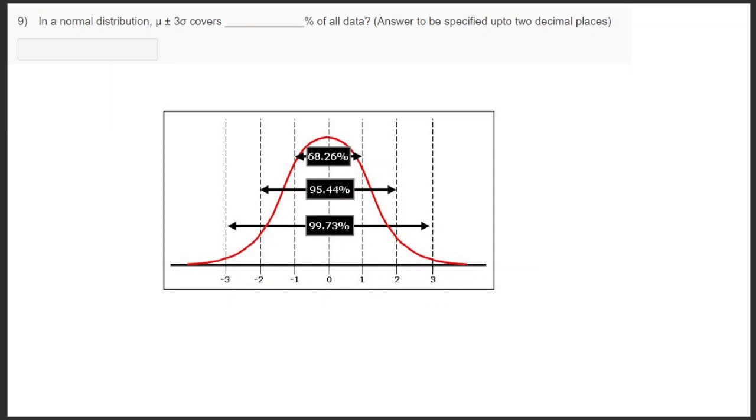Okay, let's go to the ninth question. In normal distribution, mu plus 3 sigma covers dash percent of all data. This can be calculated using a tedious process. So the thumb rule, or the empirical rule, is that 1 sigma covers 68.26% of the data, 2 times the standard deviation covers almost 95.444% of the data, and plus or minus 3 sigma, which they have asked here, covers 99.73% of the values or range. So that's all.